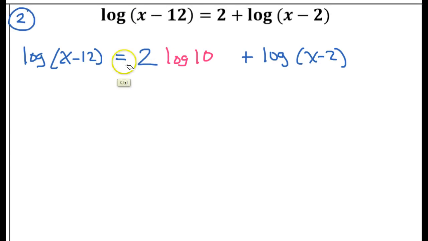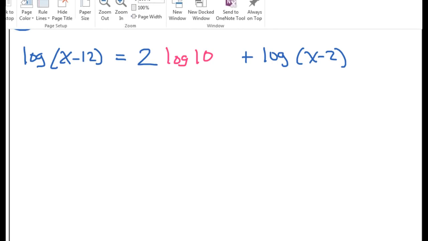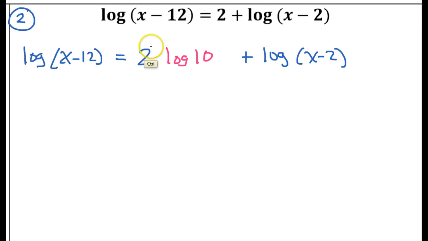Now why did I do this? I'm trying to turn this 2 into a log expression that has the same base as all the rest, so that I can combine these together and move forward with my calculations. So what I can do now is the power rule, which says if you have a coefficient, you can take that coefficient and turn it into an exponent inside the logarithm.